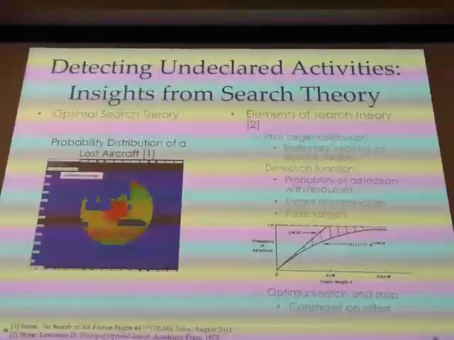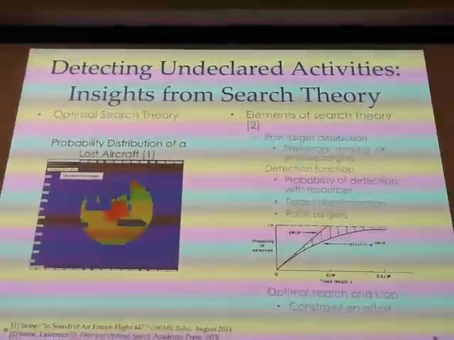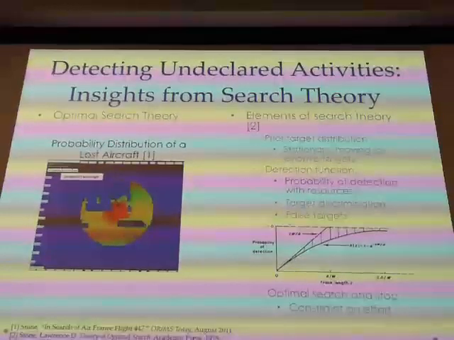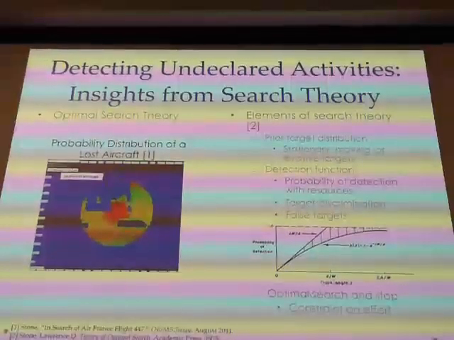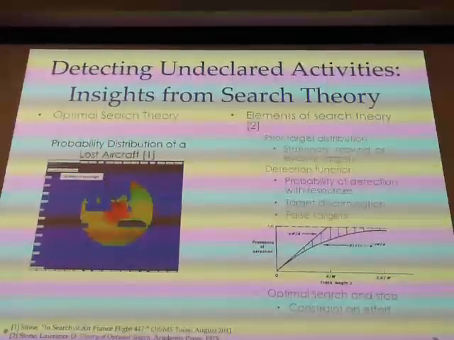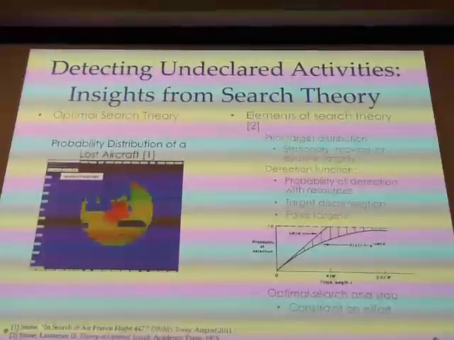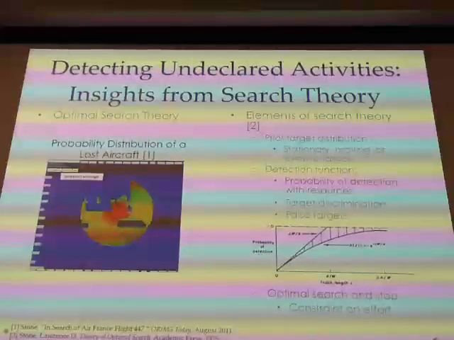It's been used in looking for downed aircraft. This is a posterior distribution of a lost aircraft, taking into account things like currents and that sort of thing to push this bit of wreckage around. I'm not sure how useful it is because they still haven't found that plane. What was it? MH something. 270. Right.